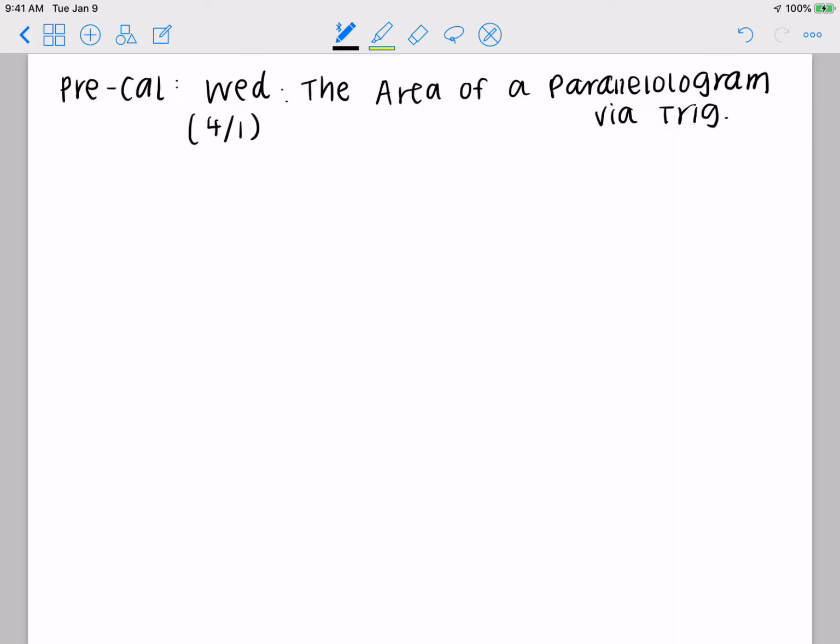Hello guys, this lesson is for Wednesday, April 1st, the area of a parallelogram via trigonometry. It's very similar to the lesson from the previous day for triangles, but this time we are just dealing with parallelograms. So, review again for the original area formula.